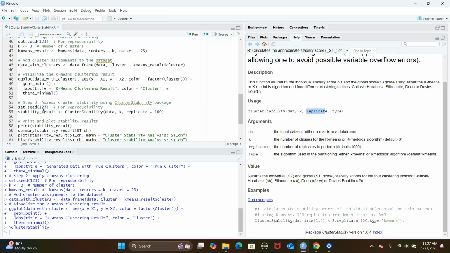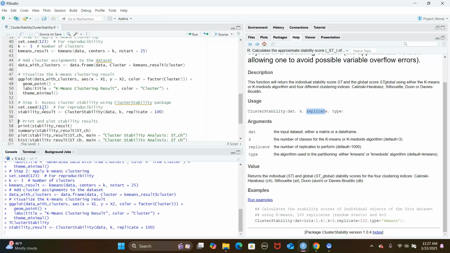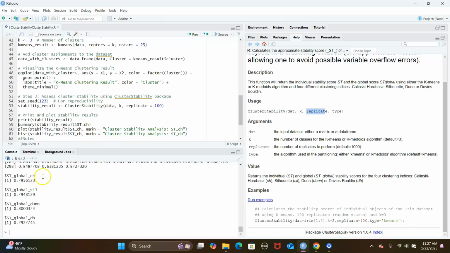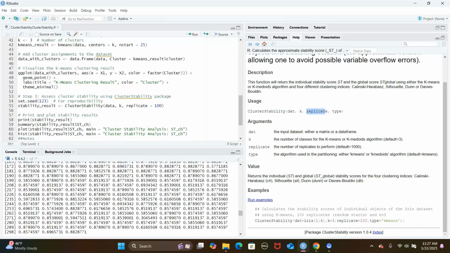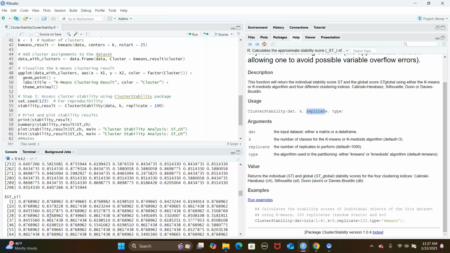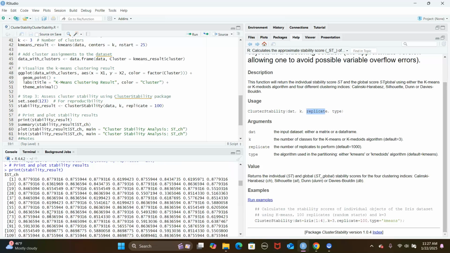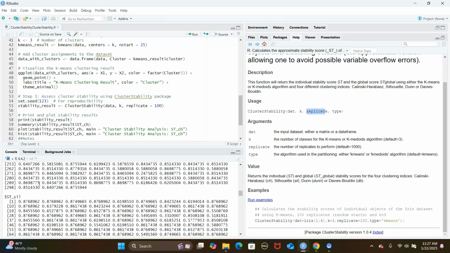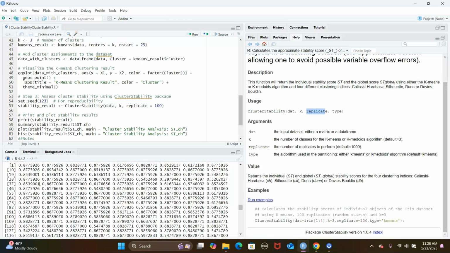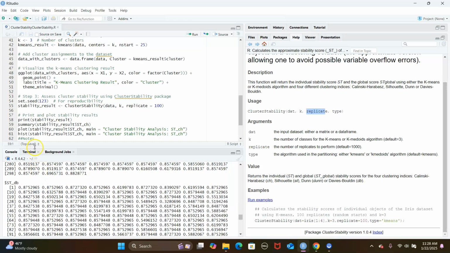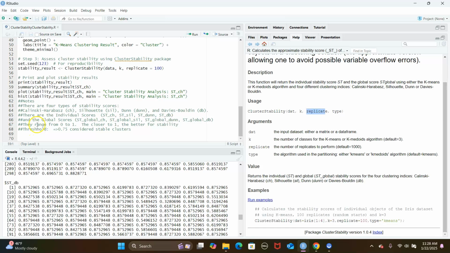Okay, so here I use just 100 replicates, and then we get the stability result. If we print it out, you can see there are several objects here. It looks like the stability result is a list with STCH, STSIL, STDUNN, and STDB. Okay, so if you wonder what they are, I have some notes here.